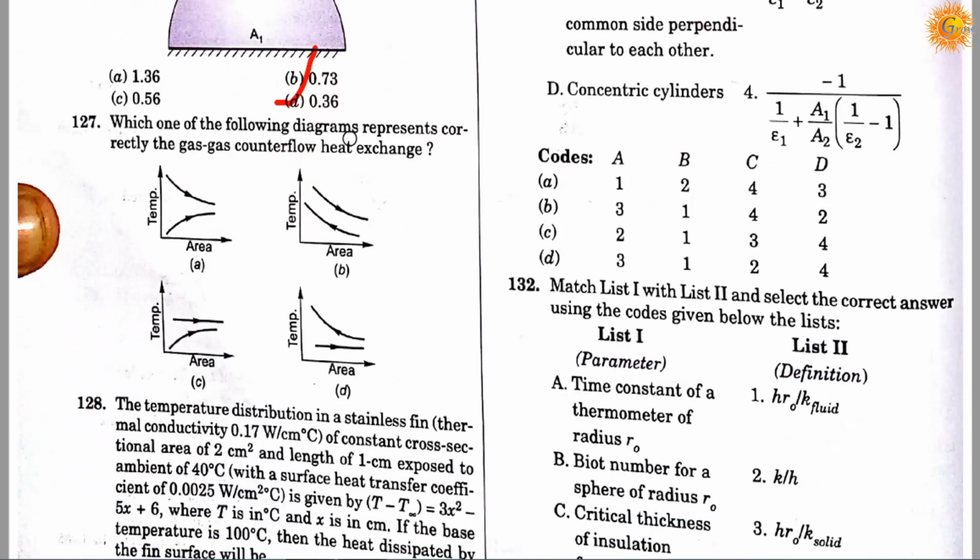Question number 127. Which one of the following diagrams represents correctly the gas-gas counterflow heat exchange? Option A, the graph between temperature and area, where both are going in the same direction. In option B, both are going in the opposite direction, with gradual decrease and increase. You can also see the curves C and D. Out of these four, the correct answer is B, the curve where both gases are in counterflow.